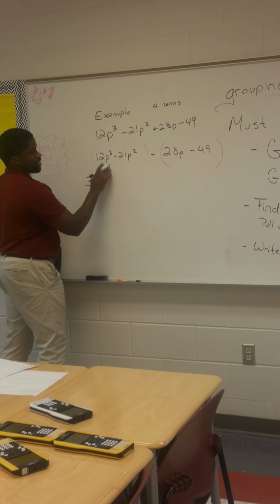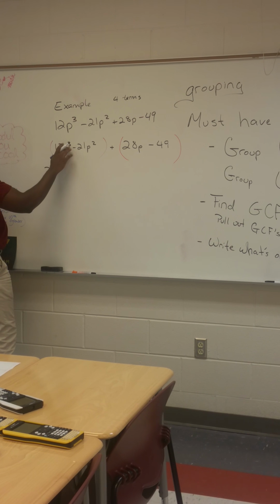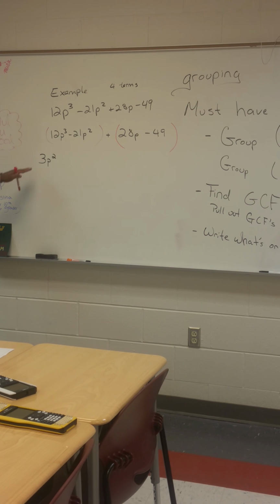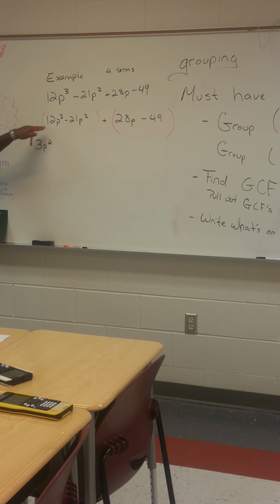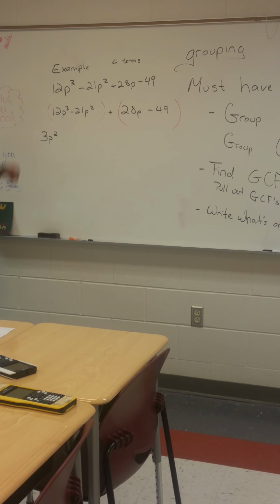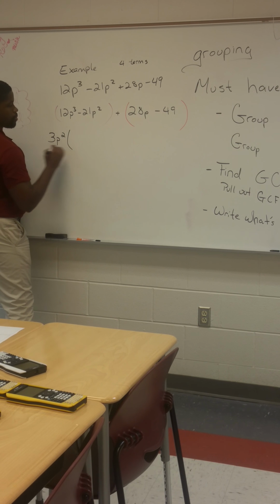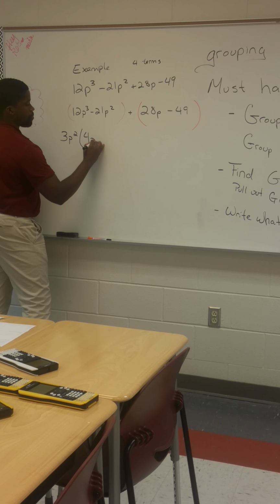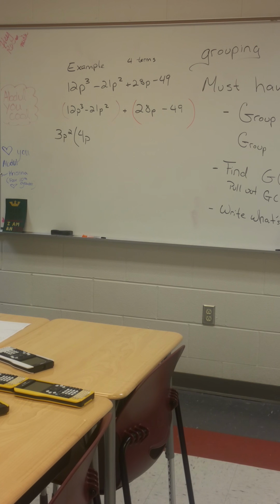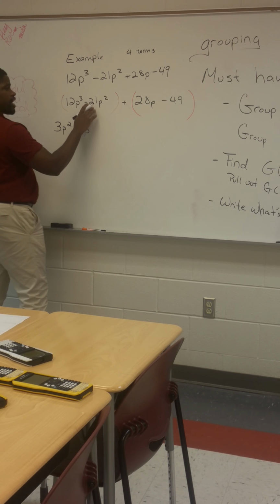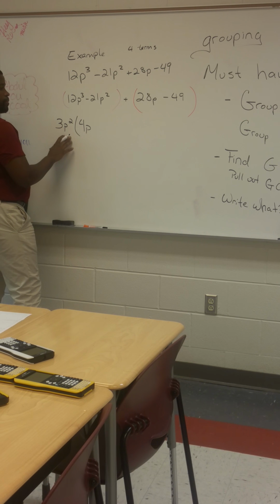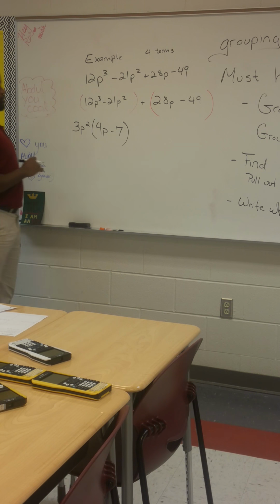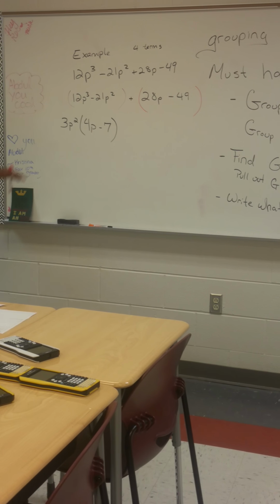And then we're looking at our P's, and we're choosing the smallest exponent. Be sure to take your greatest common factor and divide each term by it. So if I take 12p cubed and divide it by 3p squared, I'm left with a 4p. And then our negative 21p squared divided by 3p squared leaves me with just 7. That completes the first group.